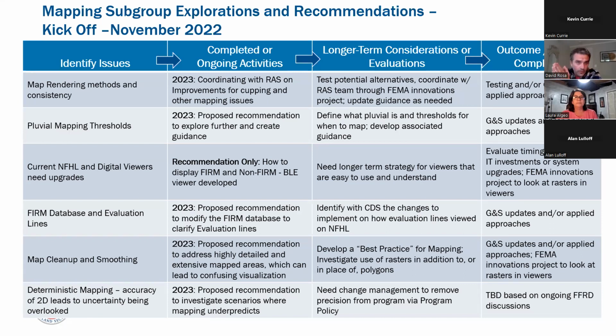So another subgroup that occurred was the mapping subgroup. So this kicked off in November 2022. And several of the issues that the mapping subgroup identified were things like map rendering, what the algorithms are that you use for map rendering, the methods, the consistency or inconsistency that some of these methods have inherent to them. Also, identifying the need to establish pluvial mapping thresholds. So if you're going to map pluvial, you know, like urbanized flooding from intense rainstorms that's not associated with a stream, what's the threshold that you show that on a map?